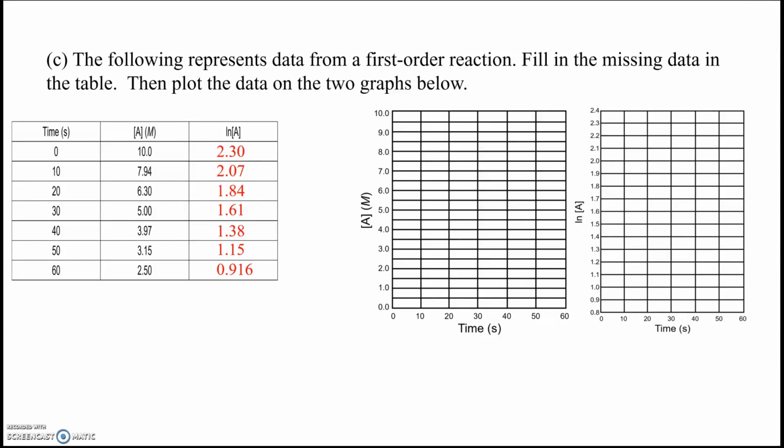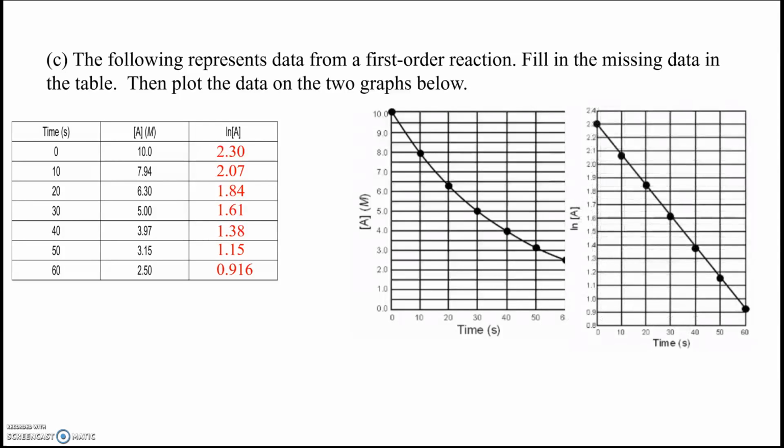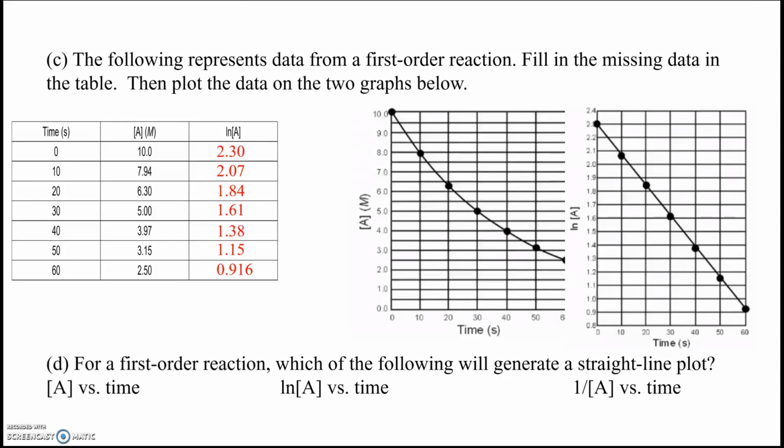When you took the natural logarithm, you should have gotten the following numbers. All right, now I want to plot. I'm going to do two plots here. I'm going to plot the concentration of A with respect to time and the natural logarithm of A with respect to time. And if I do that, I see that a plot of A versus time gives me a curved line, but the plot of the natural logarithm of A gives me a straight line. And that's pretty interesting. So for a first order reaction, which of the following generates a straight line? And of course the answer is time versus the natural logarithm of A.